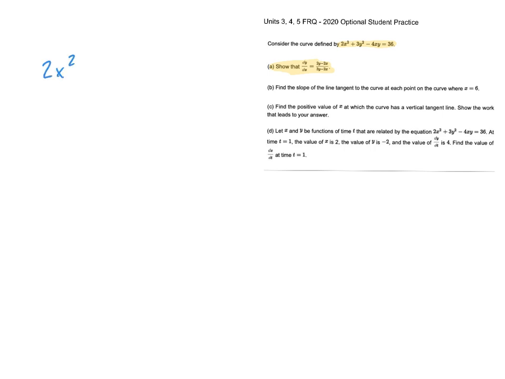So the curve is 2x squared plus 3y squared minus 4xy. Make a note, that's a product, and then that equals 36. That's a constant. And then with implicit differentiation, you just start taking derivatives. So the derivative of 2x squared is just 4x. The derivative of 3y squared will be 6y, and then we have to multiply by dy over dx because of the chain rule. And then the tricky part comes in with this product.